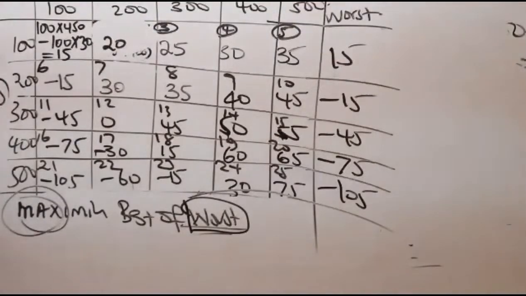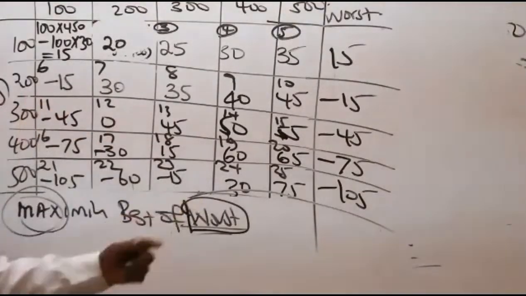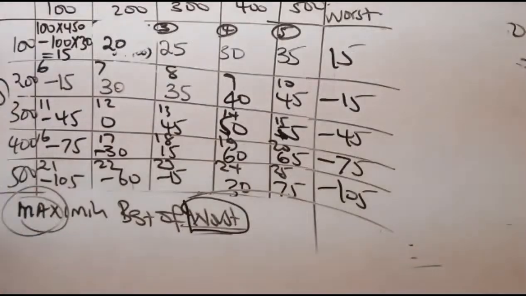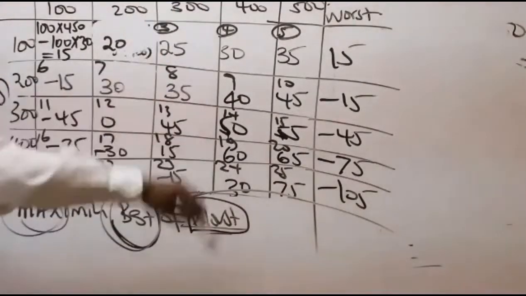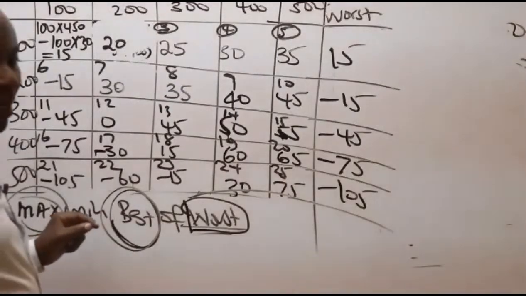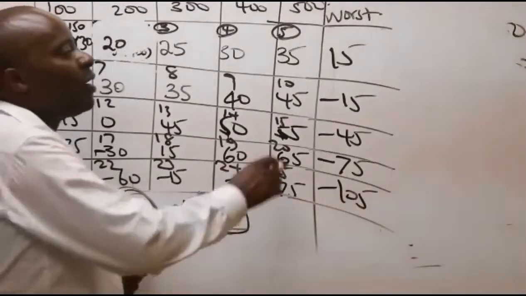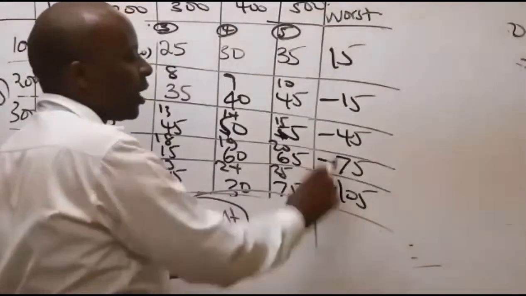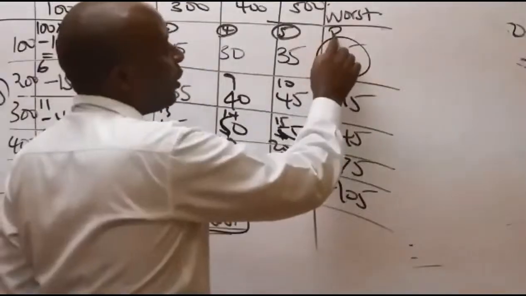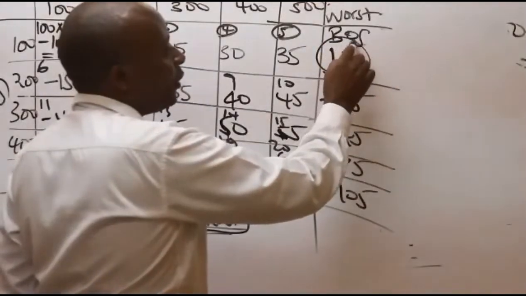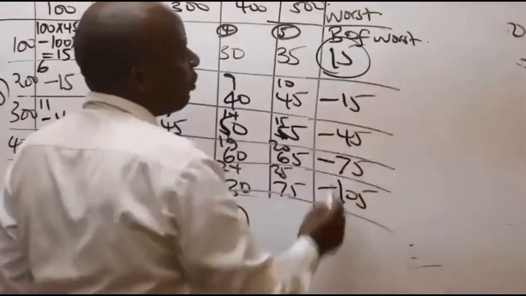So once I've been able to select the worst scenarios, then I'll optimize by looking at the best amongst the worst. So the best amongst the worst, ladies and gentlemen, what do we have here? These are all the worst scenarios for each alternative. So this is the best of the worst.